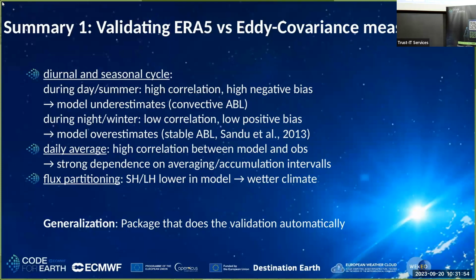Yeah, we also saw that if we look at the daily average, then we get a high correlation between model and obs. And this additionally indicates that there's a strong dependence on the averaging or accumulation times, which should be considered for the interpretation of the validation of the fluxes. And we looked at the flux partitioning, and there we saw that the ratio of sensible to latent heat flux in the model is lower, which indicates a wetter climate. And now it would be nice to generalize this and have a package that does the validation automatically.